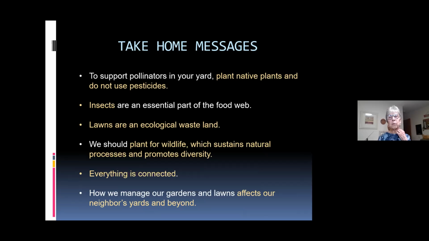Lawns are an ecological wasteland, so we need to think of ways that we can minimize that land mass and make it friendlier for everybody, really, because not only are they big, they're full of toxic stuff. If you've got lawn care professionals that come in and put things down, it's probably not the safest environment for your grandchildren or your pets. So we should plant for wildlife, which sustains natural processes and promotes diversity.